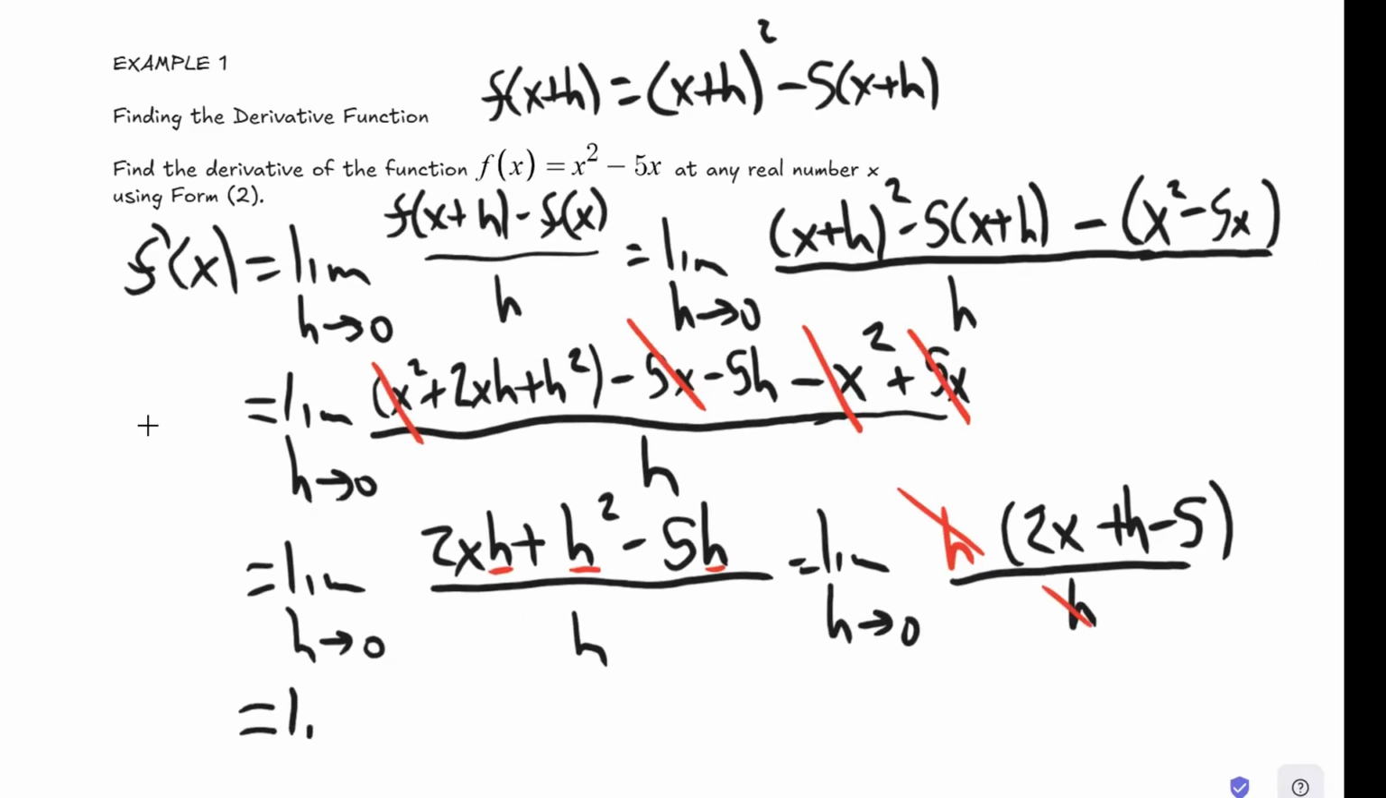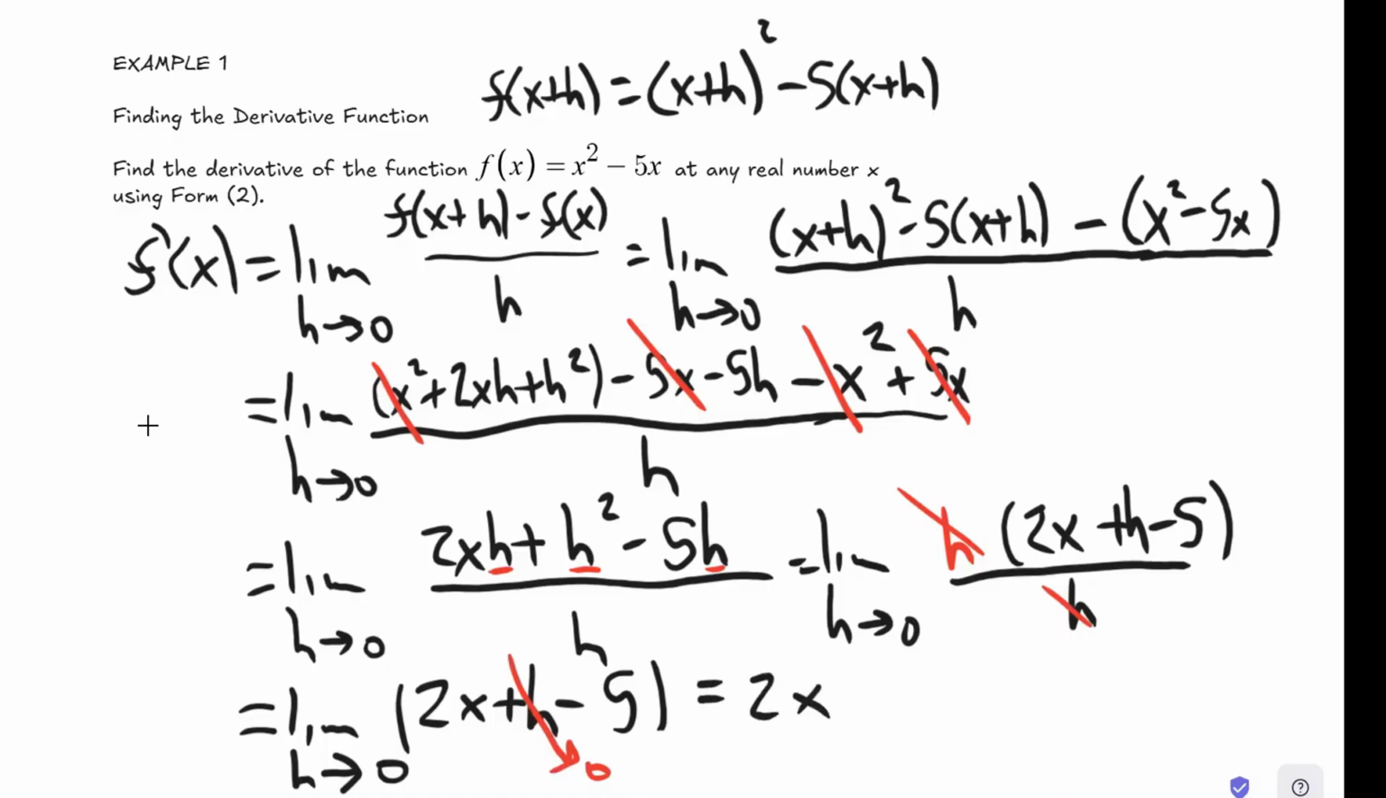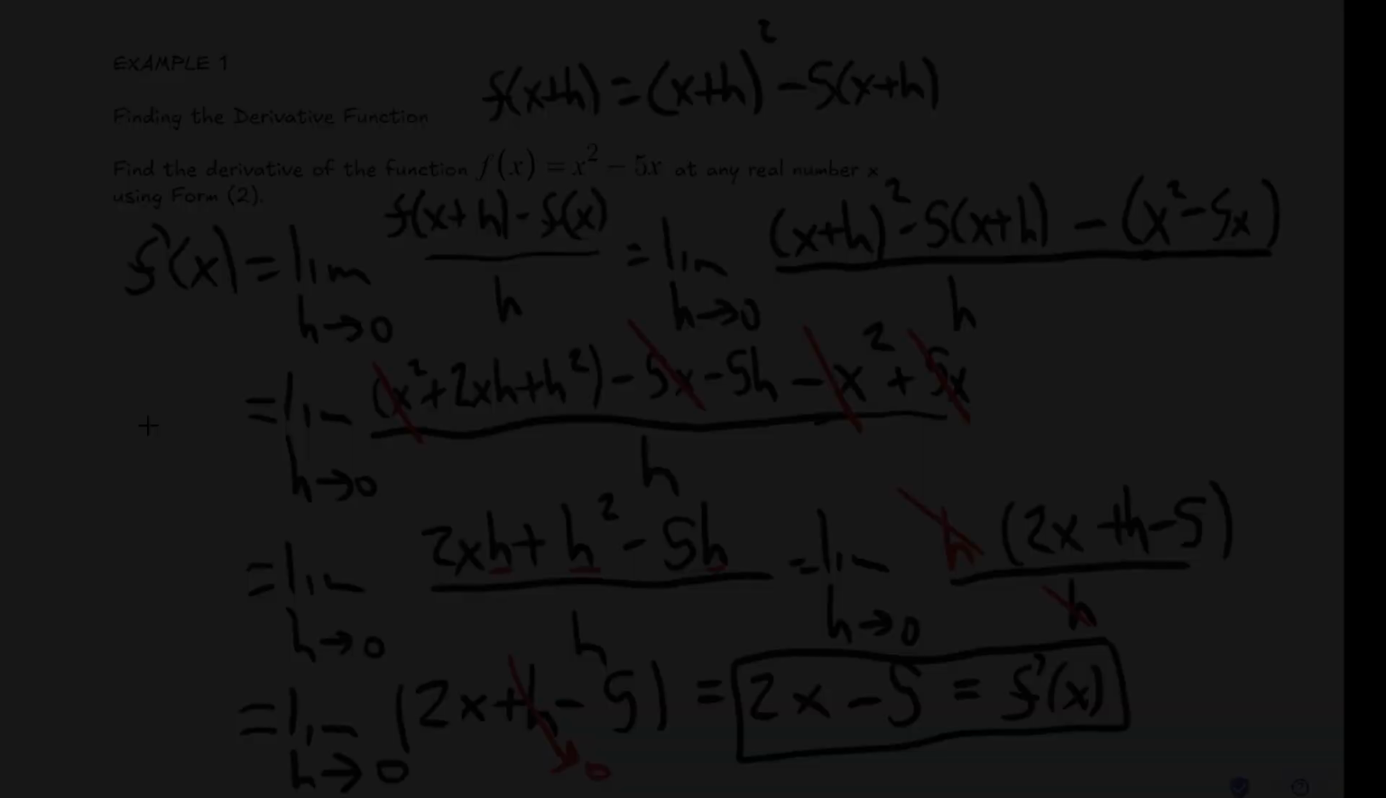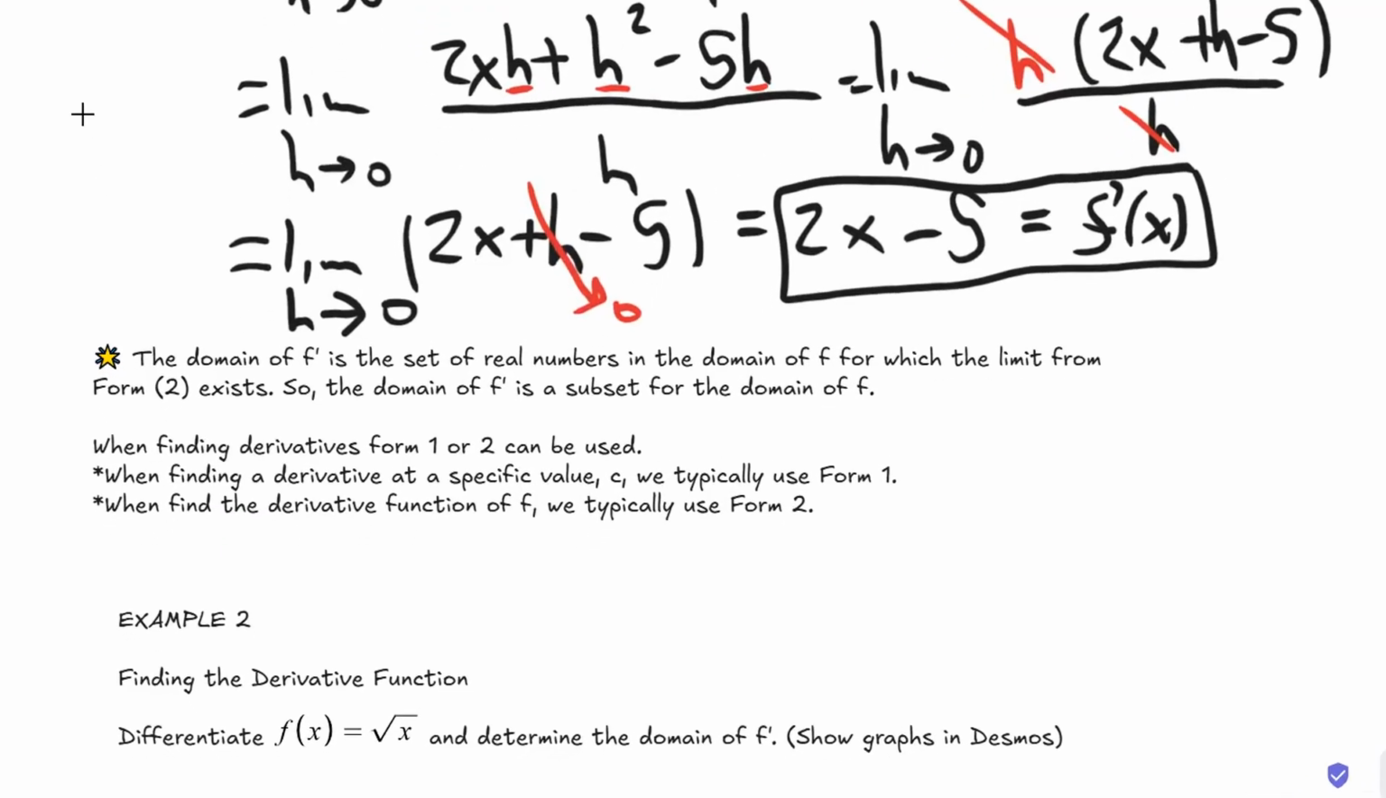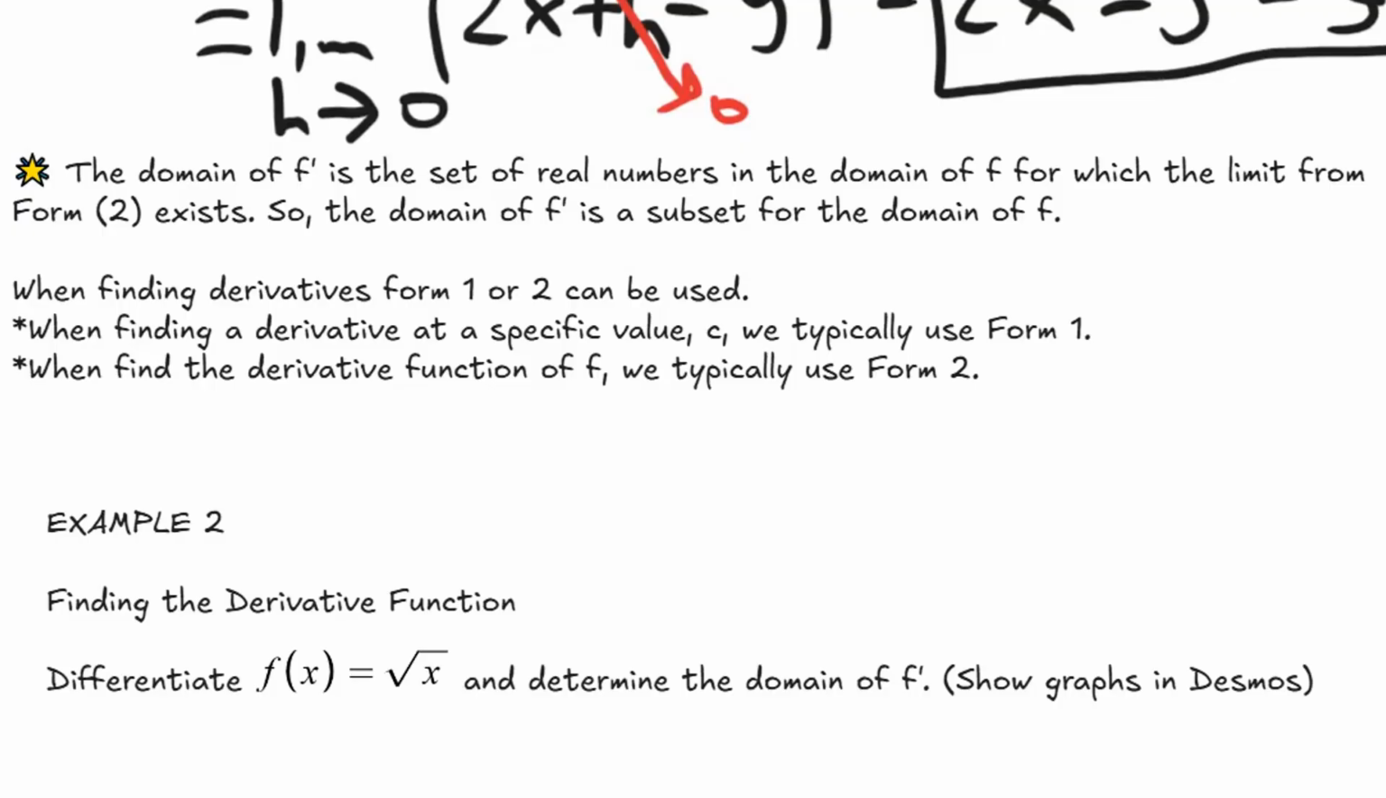Now the limit becomes 2x plus h minus 5. And if we take the limit as h approaches 0, then we have the derivative function 2x minus 5. And that is equal to f prime of x. One important note is that the domain of f prime is the set of real numbers in the domain of f for which the limit in form 2 exists. So in other words, the domain of f prime has to be a subset of the domain of f.